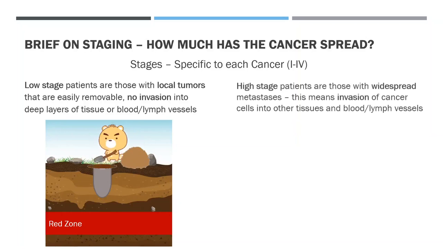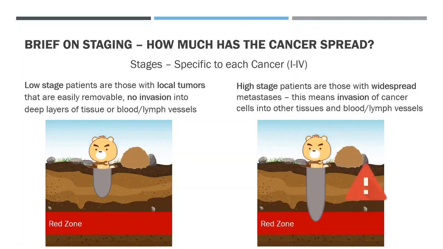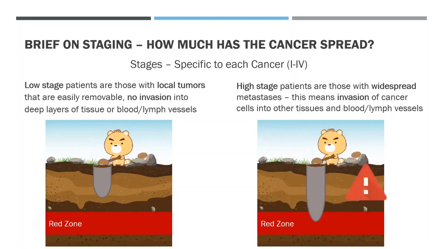High-stage patients will have metastasis of the primary cancer. This means that the original cancer has invaded into other tissues and the blood and lymph vessels, which carry cancer cells to other places in the body. The higher this stage, the more dangerous it is for the body, because it is harder to find and treat the cancers. In this picture, our friend has dug their hole too deep, going into the red zone. The hole has reached the high stage level, and our friend will get into some trouble.